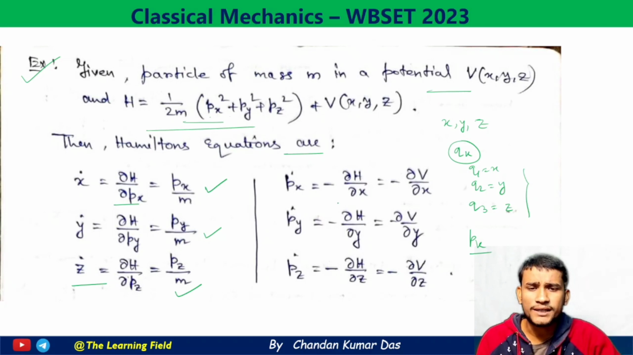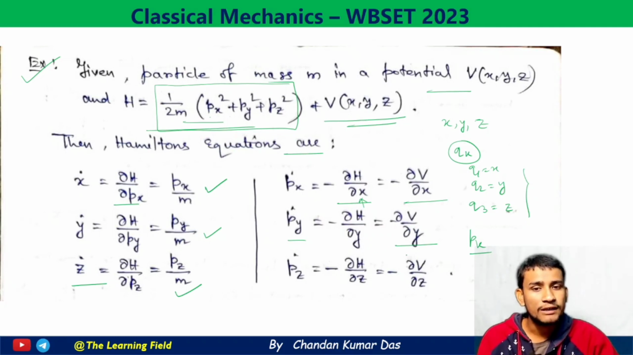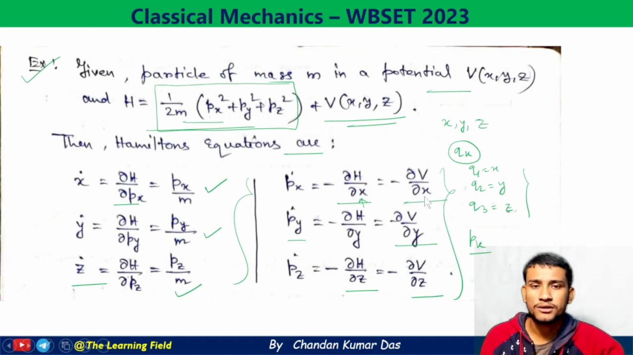And px dot equals minus del H del qk, that is here minus del H del x, which is simply del V del x. Similarly py dot equals minus del V del y, because this function is not a function of x, y and z. Only this V function is a function of x, y and z. That's why only here we put del V del z. And pz dot equals minus del H del z, equals minus del V del z. So these 6 equations are known as Hamilton's equations of motion.